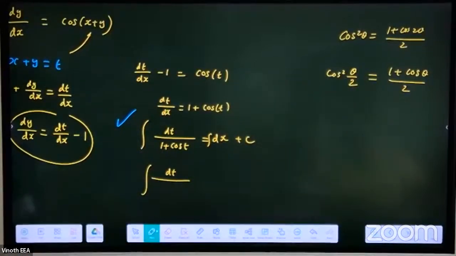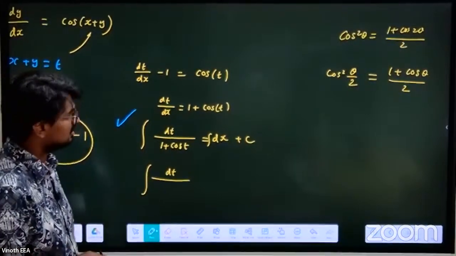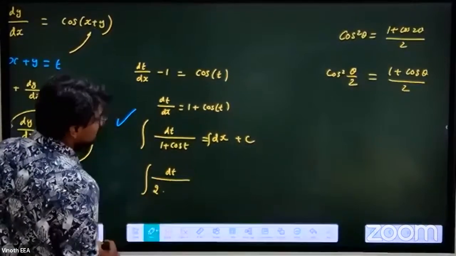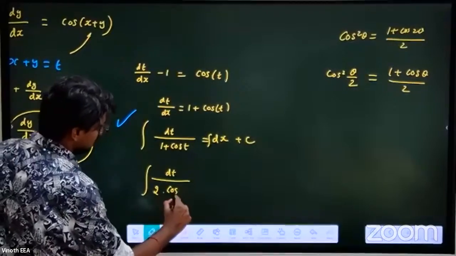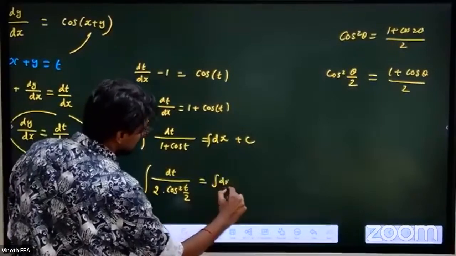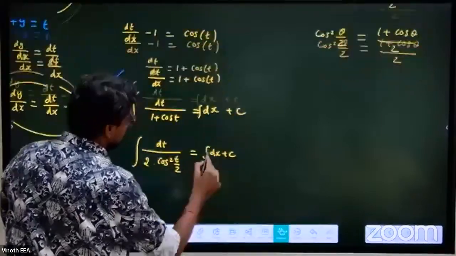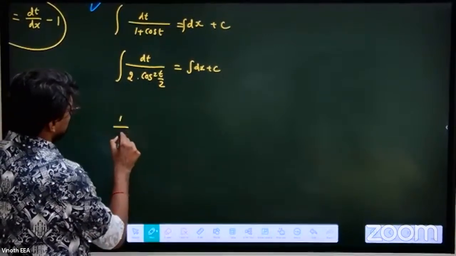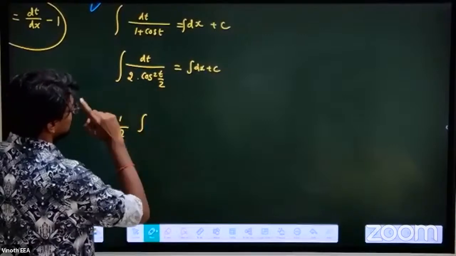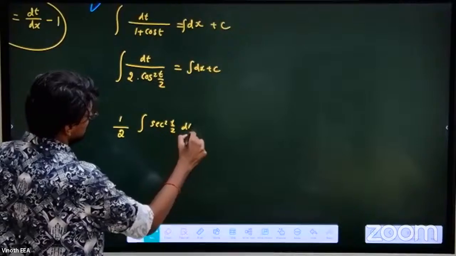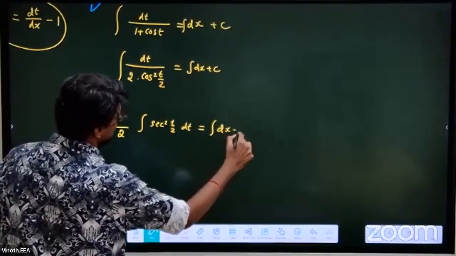In 2 theta, I put theta; so theta becomes theta by 2. Wherever theta is there, replace it with theta by 2. So what will happen here? This equation is 2 times cos square t by 2, which is equal to integral of dx plus c. 1 by 2 can be taken out. What is 1 by cos square t by 2? Secant square t by 2 into dt, which is equal to again integration of dx plus c.